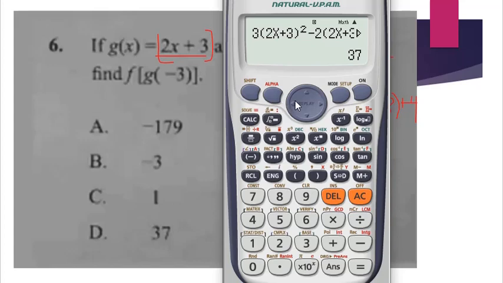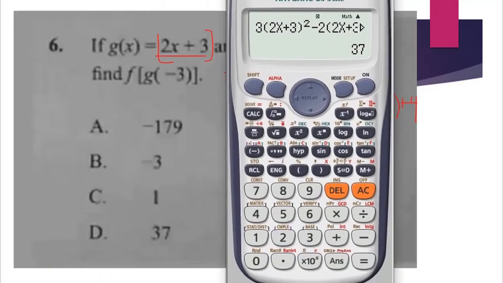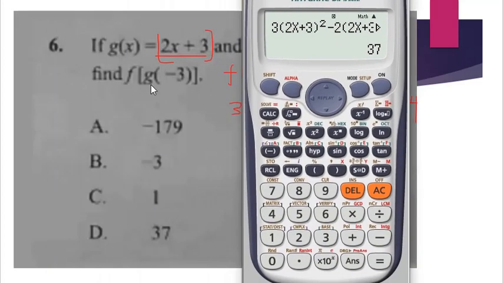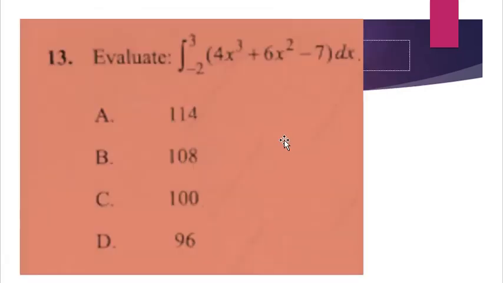Right. So first you just need to substitute. You go by the principle: you substitute whatever the question is demanding. After that, you insert your value for x, which was minus 3. So the answer is 37. Okay, so let's look at the last question, and then we call it a day.